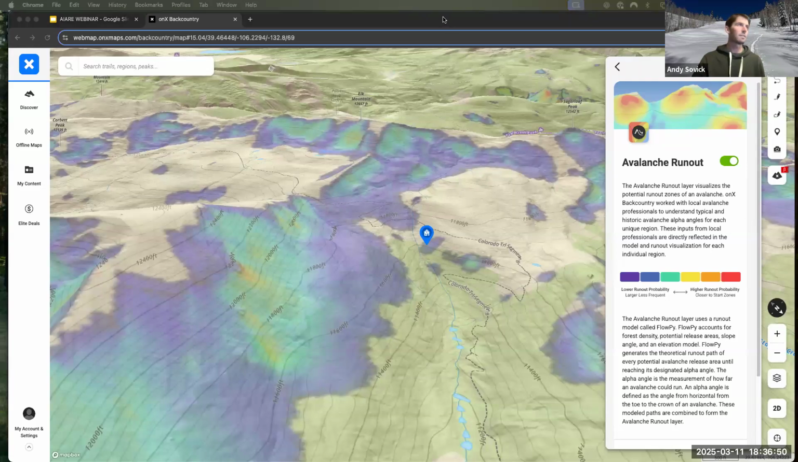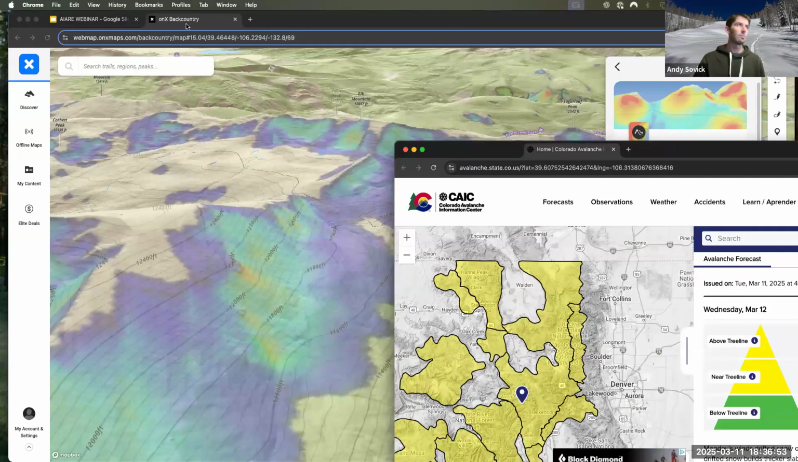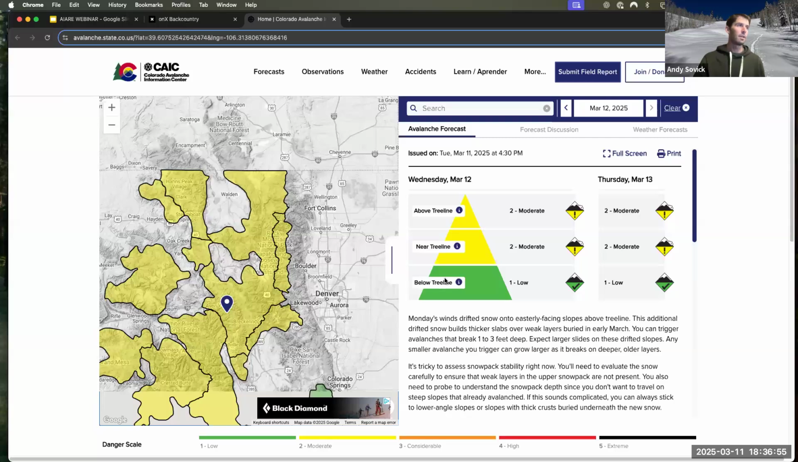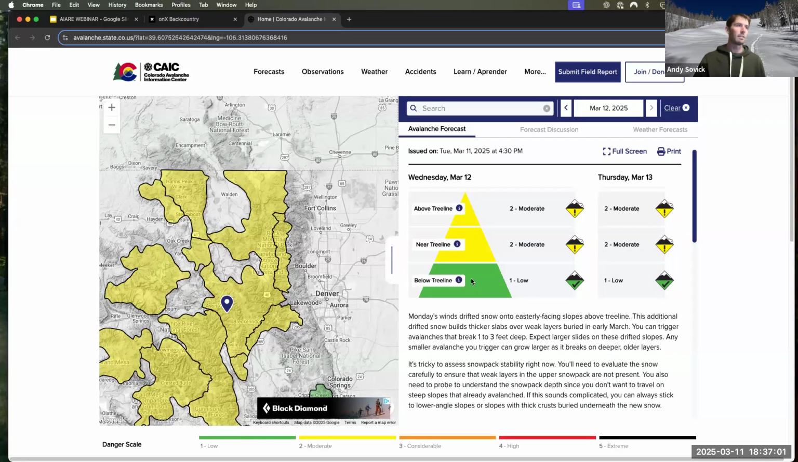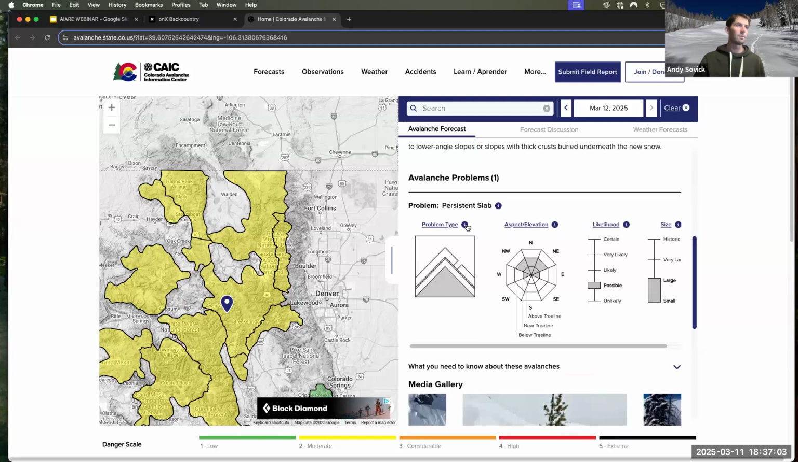This is the forecast for today on the CAIC website. We've got moderate near and above tree line, so that zone we're looking at. We've got moderate conditions, and this is the thing that I'm looking for. The problem is a persistent slab problem. This is out of my control. It just is what it is today, and this is my hut trip.